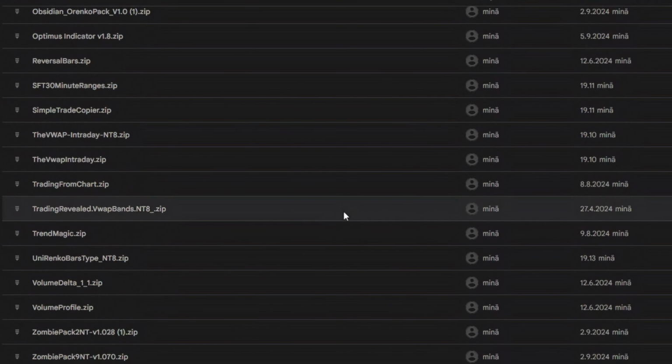Now, I don't personally rely on many indicators, but one I do use is the VWAP indicator. It's incredibly effective and works really well. I've also tested this trade copier. It's pretty simple but does exactly what it's supposed to do.